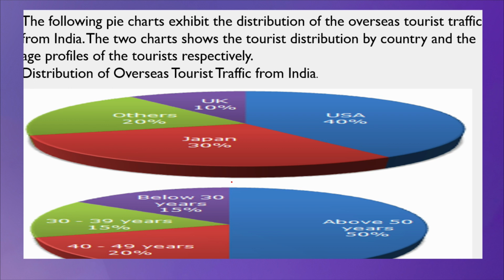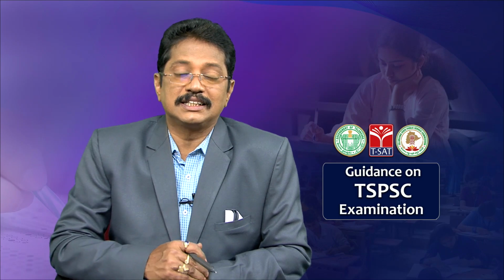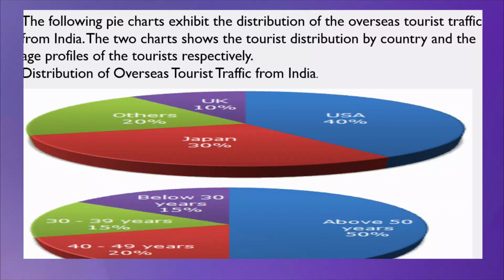The distribution of overseas tourist traffic from India is given. See, the traffic of tourists from India to the USA is 40%, for the UK, United Kingdom, it is 10%, for Japan it is 30%, and other countries 20%. So, among 100%, the information is given in the form of sectors, and the pie chart shows what percentage of people visited the particular given country.